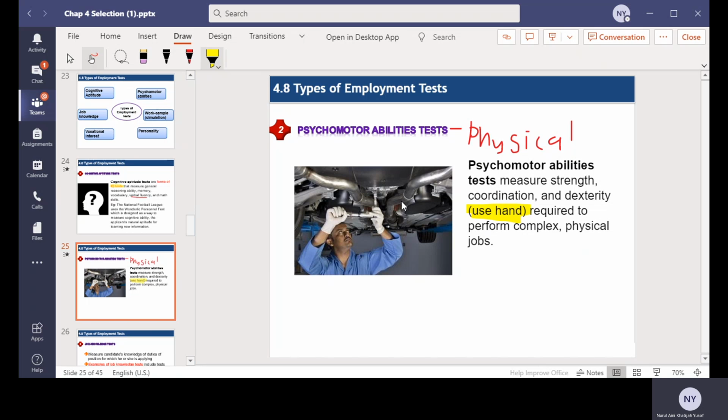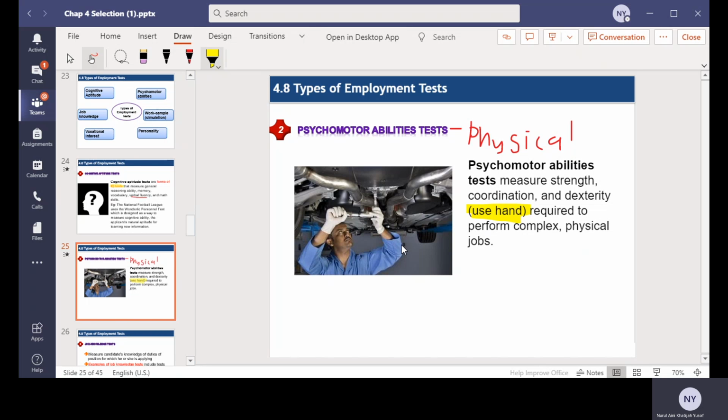For example, if you can see from this image, let's say they want to hire a mechanic for the company. Let's say they have around 4 candidates. They call them and give them an engine, maybe a car engine, and say, okay, identify the problem and then fix it. Because why? The nature of the job requires movement, especially using the hands. It's a physical job that candidates need to do.